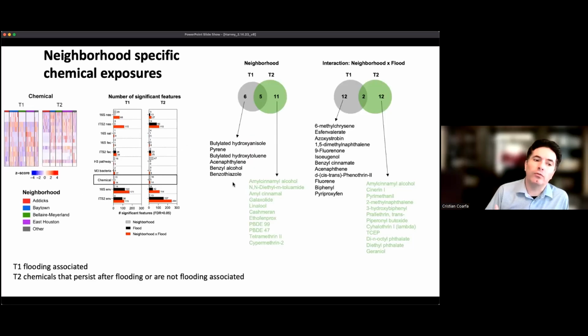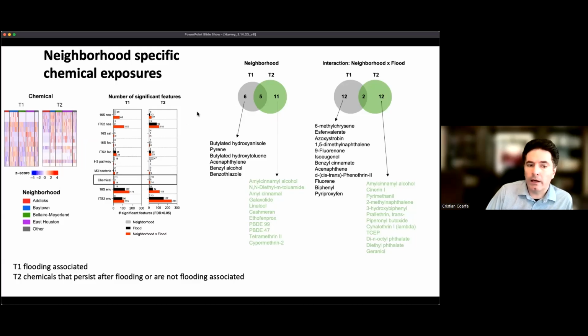And then trying to dig deeper, I'm going to focus on differential expression within chemicals. So we looked at the differences between neighborhoods, and this is fascinating because we see, for example, that there's a number of chemicals, the heat map has a representation, that are common between the two areas, Baytown and East Houston, which are characterized by lower socioeconomic status. On the other hand, we also see some features which are specific to one area.